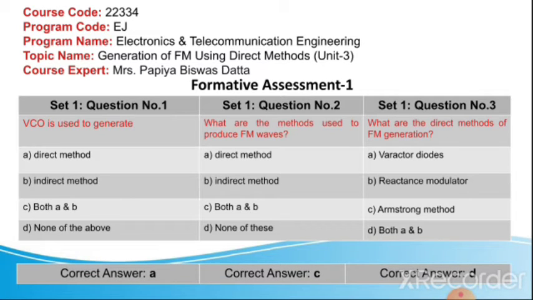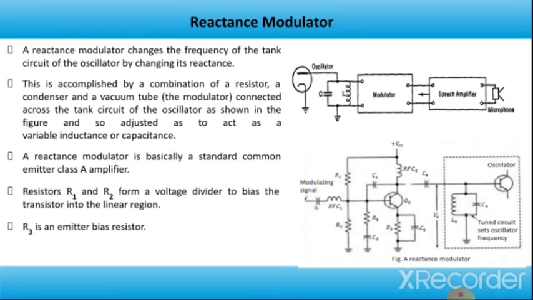Let us move forward and talk about the reactance modulator. A reactance modulator changes the frequency of the tank circuit of the oscillator by changing its reactance. This is accomplished by a combination of a resistor, a condenser, and a vacuum tube, which is also called the modulator, which is connected across the tank circuit of the oscillator as shown in the figure. And it is so adjusted as to act as a variable inductance or capacitance.